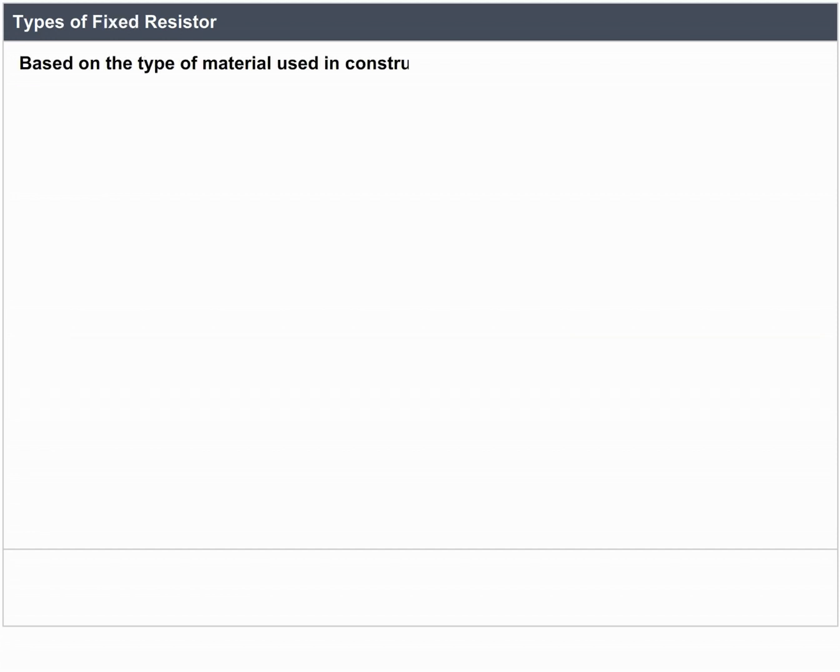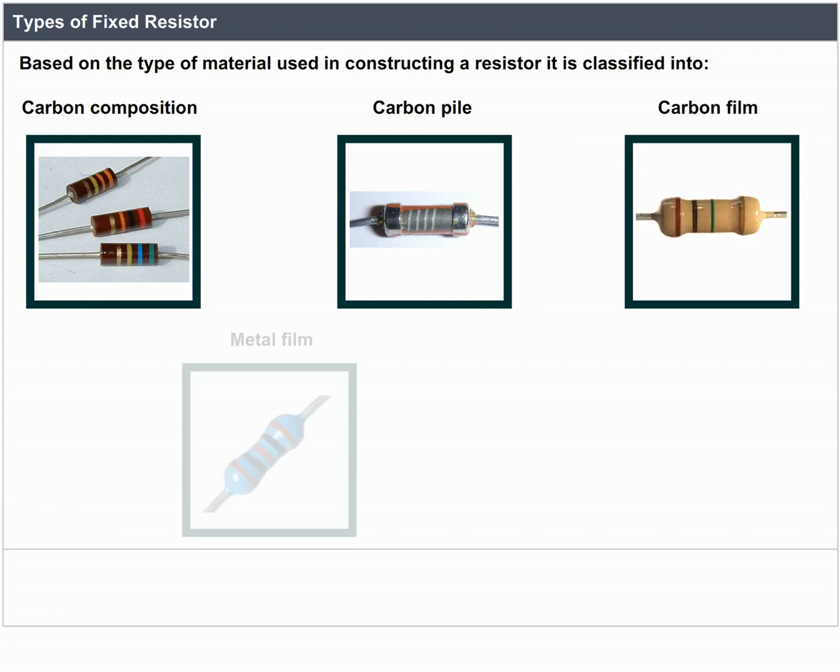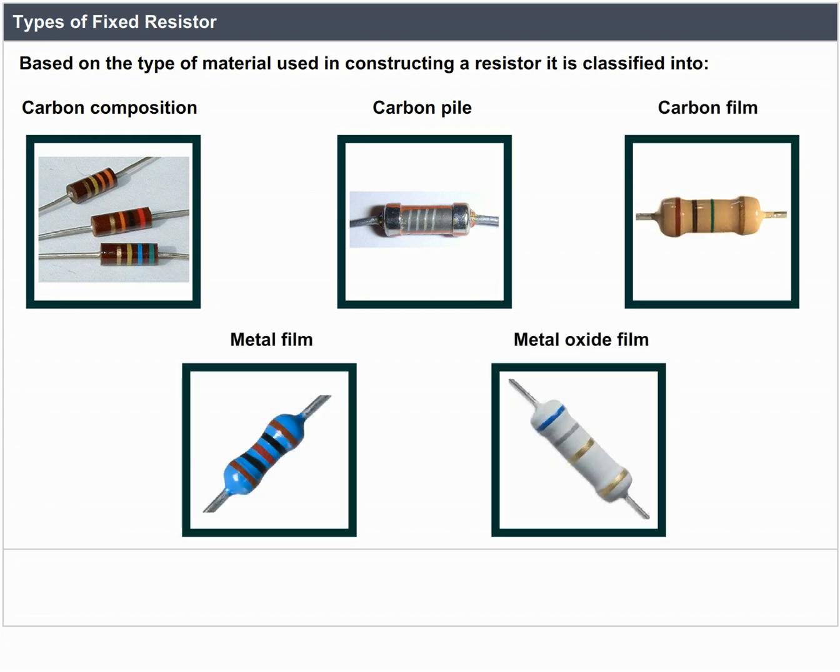Types of fixed resistor. Based on the type of material used in constructing a resistor, it is classified into carbon composition, carbon pile, carbon film, and metal oxide film.